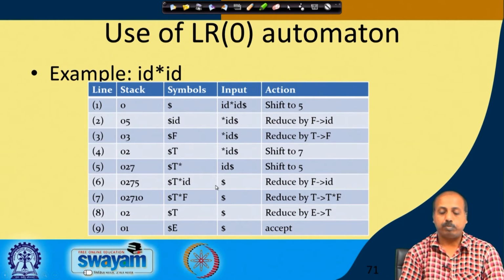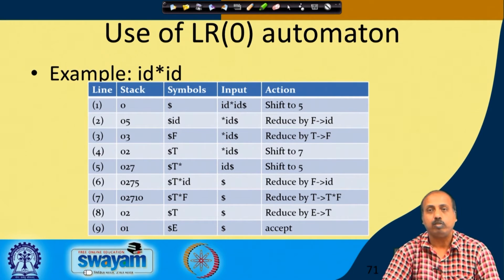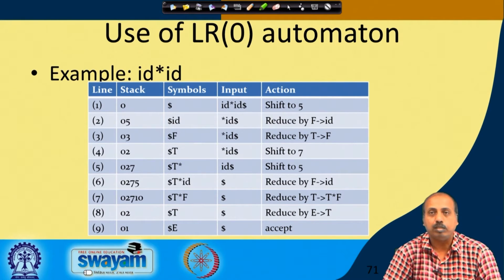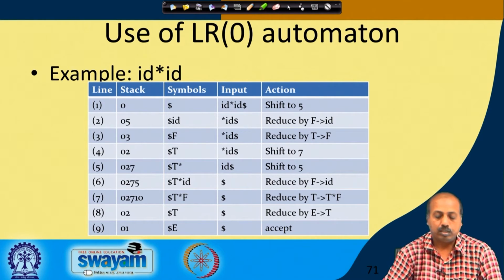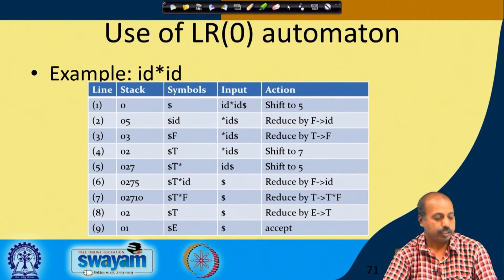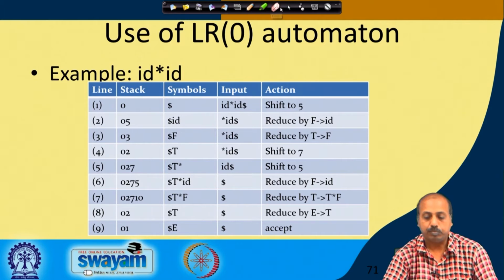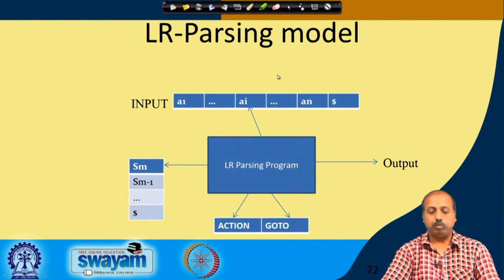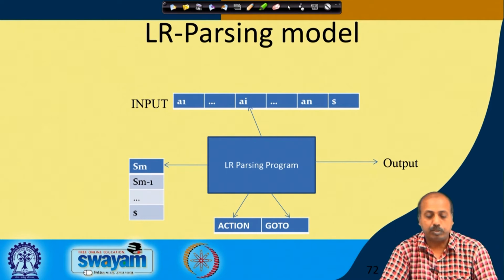I am not going to explain it in detail, because it is not possible to understand it until and unless we have seen in more detail how this parsing algorithm works with the help of this basic set of items and the transition diagrams. So, this is how the input works, this parsing process works.